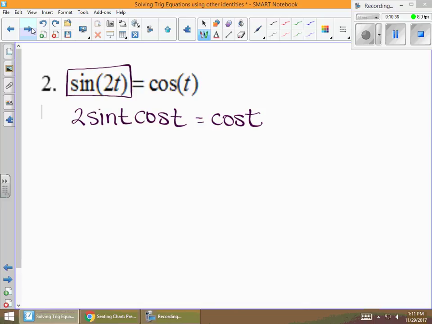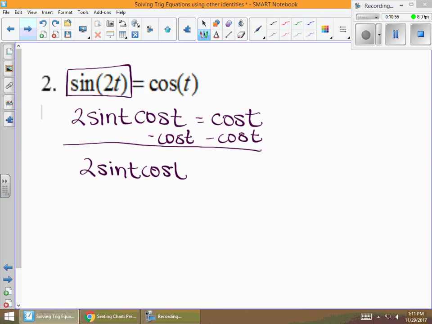Okay so far? Now we're going to bring the cosine over. I like everything on the left side. It makes me feel safe and warm. I don't like everything on the right side. So 2 sine t cosine t minus cosine t. So if you were thinking divide, you have to stop yourself and think factor instead.